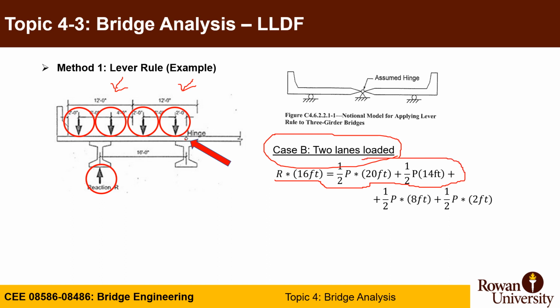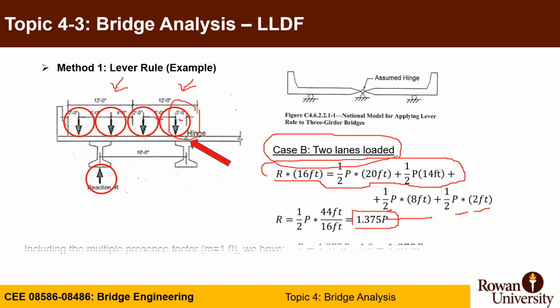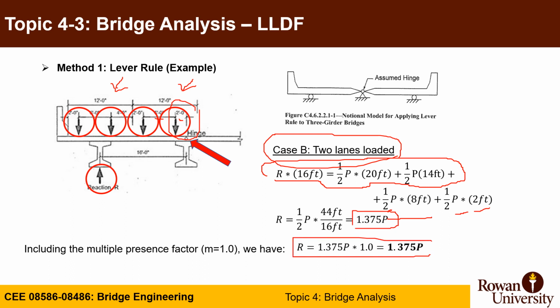From one lane loaded, you're going to add half times P times 8 because it's 2 plus 6, and another half times P times 2P, and this will result in 1.375. The multiple presence factor for a two-lane loaded is actually 1. So two loaded will give you 1.375, while I think one loaded gives you 1.275. So two loaded in this problem is actually more critical.